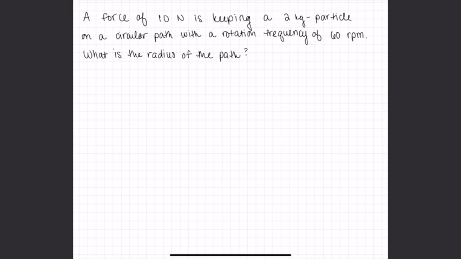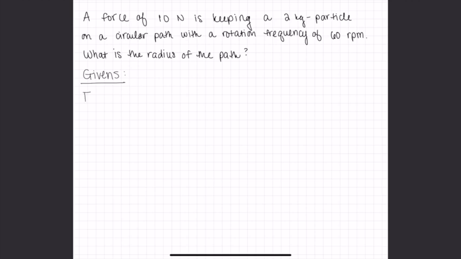First thing, I'm just going to read through and try and pull out some of my givens in this question. We have a force of 10 newtons keeping a 2 kilogram particle on a circular path with a rotation frequency of 60 rotations per minute. And we want to know what is the radius of the path.